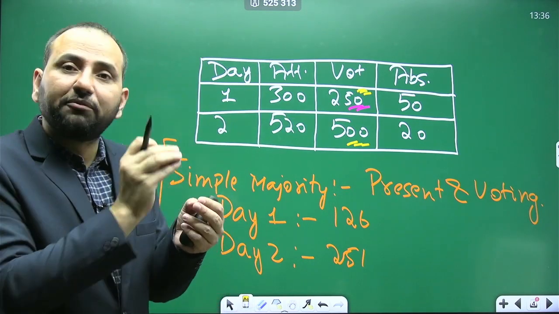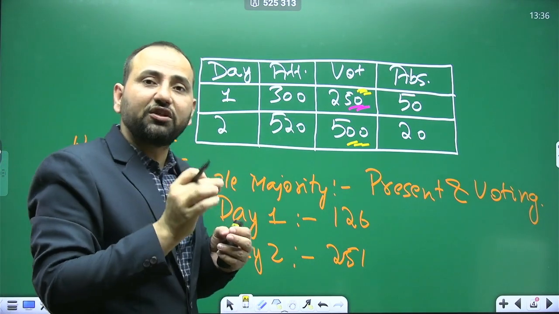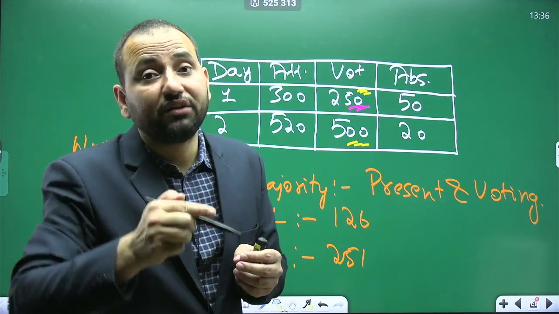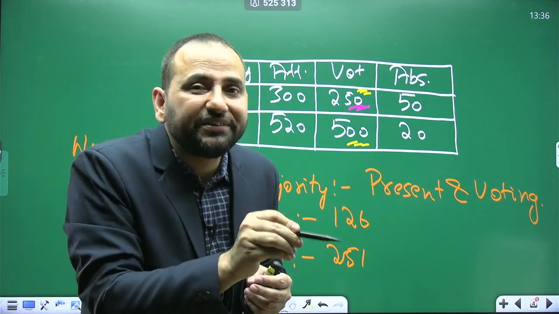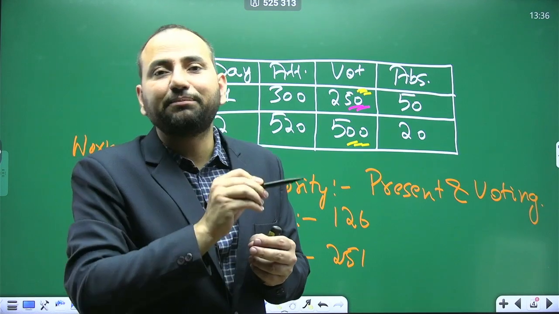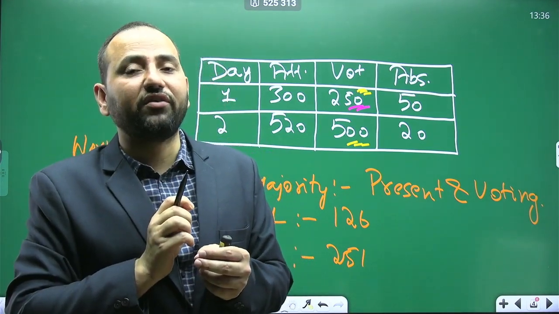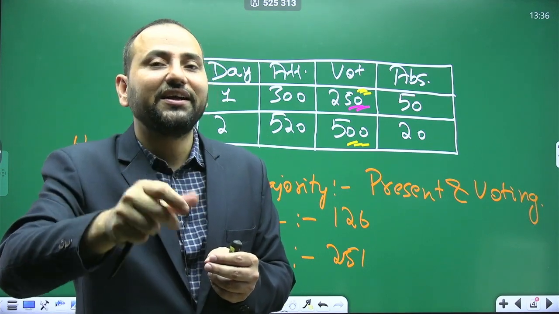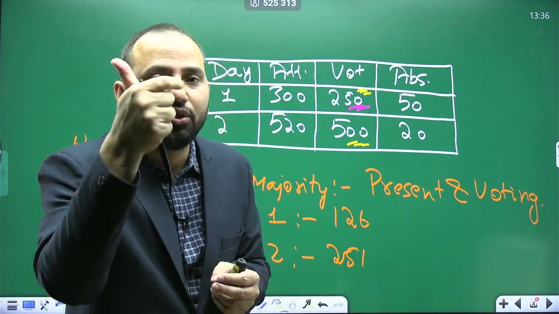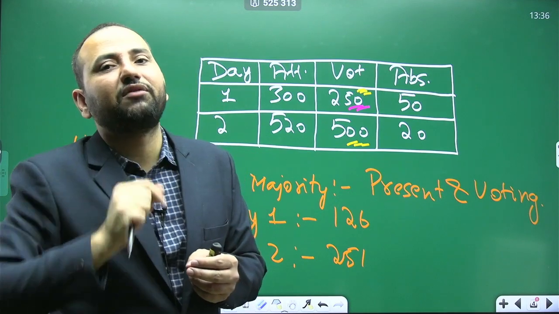So in the case of simple majority, what happened? In the case of simple majority, we saw the concept as more than 50%, but in the case of special majority type 1, we are seeing the concept of not less than 2/3. This is the basic dimension of special majority type 1, used in only two instances, that is Article 249 and Article 312, both are the special powers of Rajya Sabha.